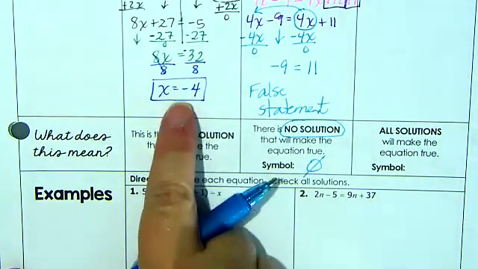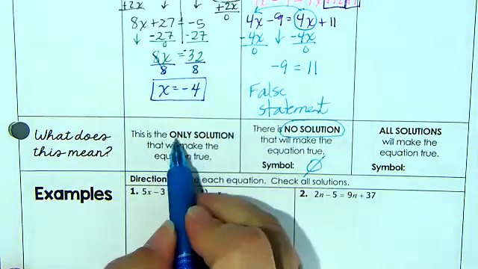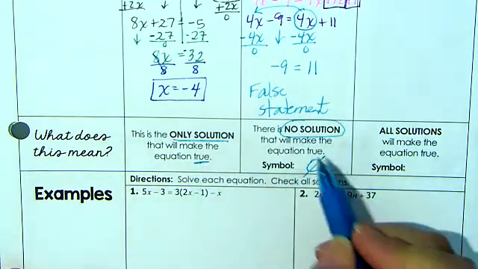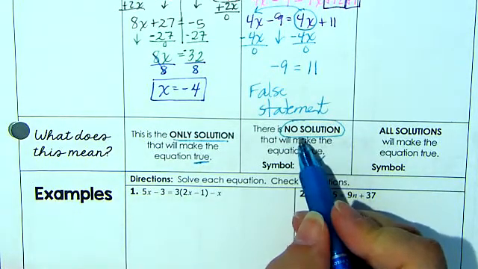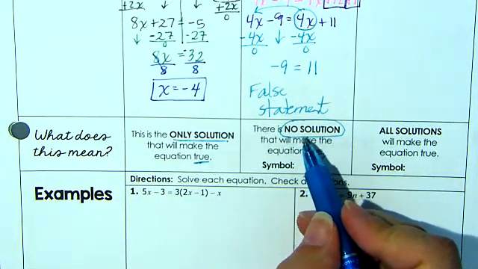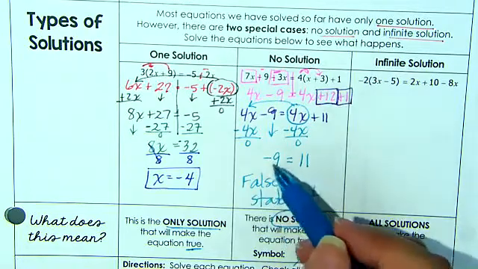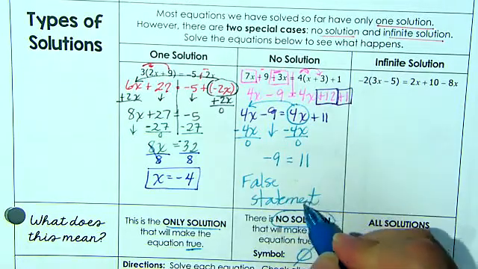So when we have one solution, that's the only solution. That means when I plug it back in, it makes it true. When it's no solution, there is no number that I can plug in. There's not a number that I could plug into this original equation and make a true statement, because it is a false statement here. So that means there is no solution.